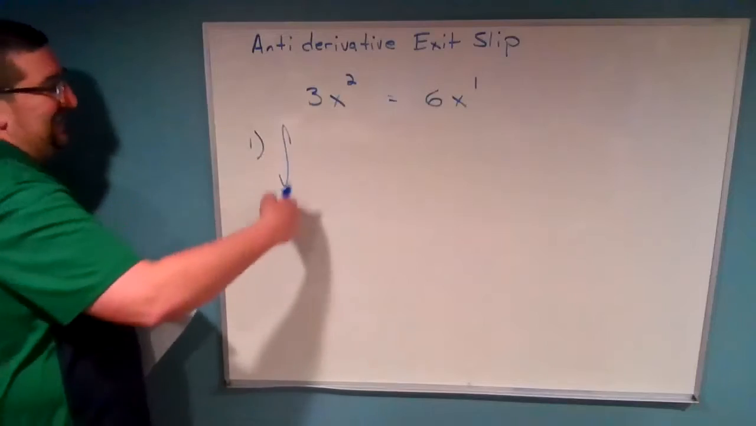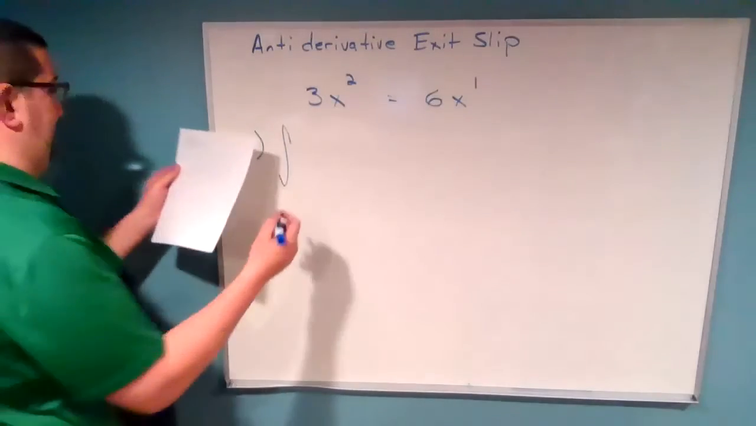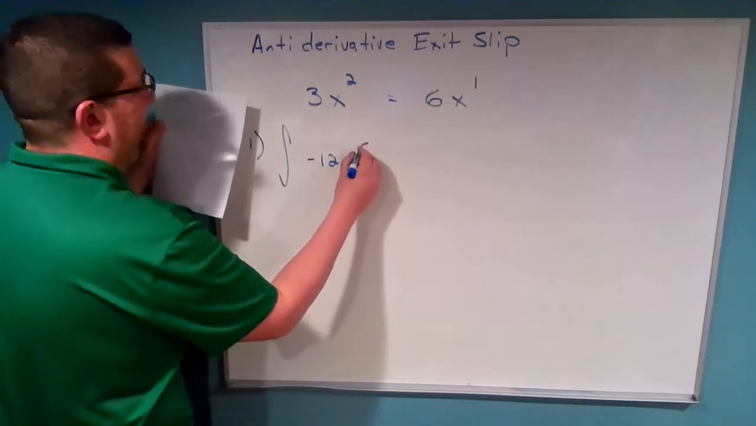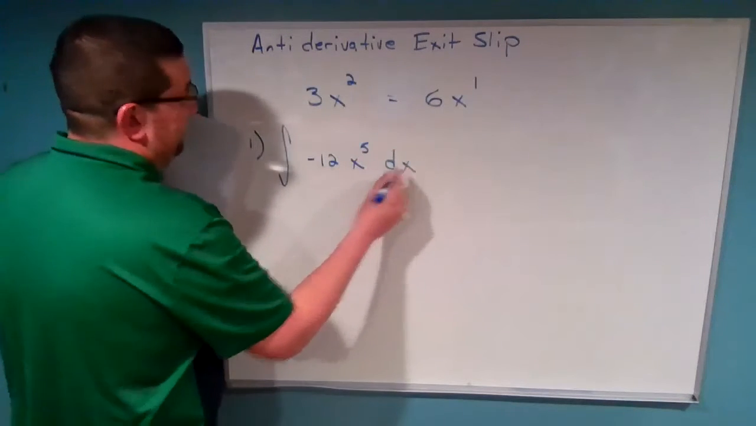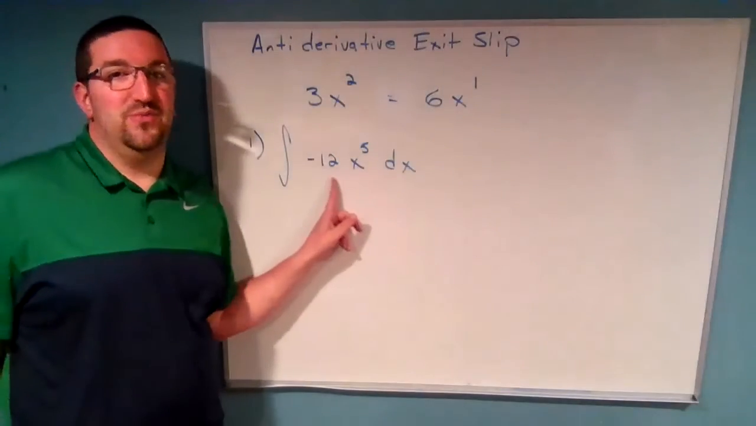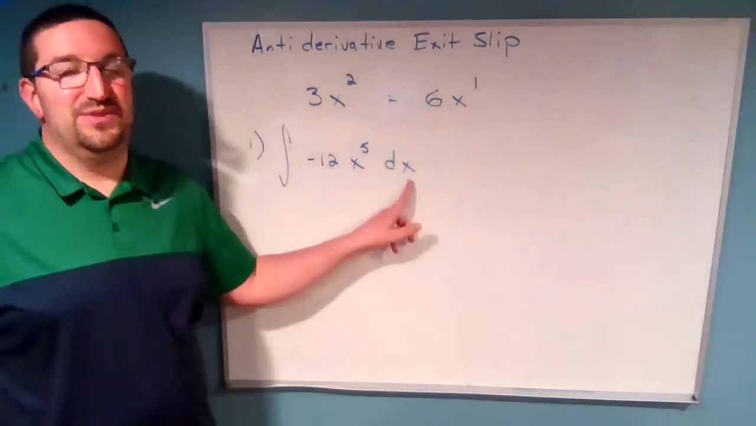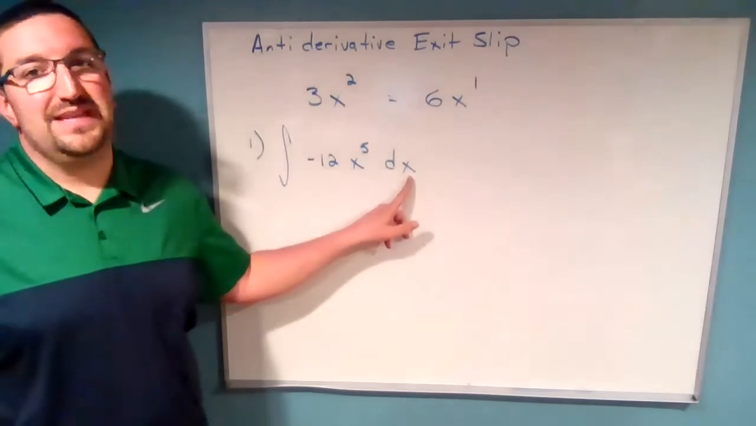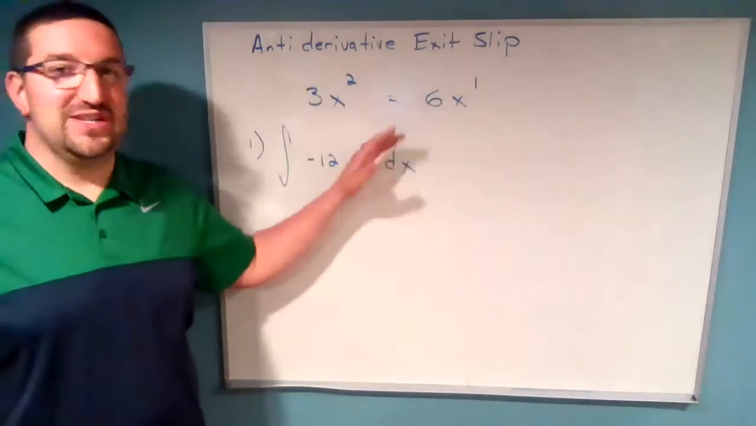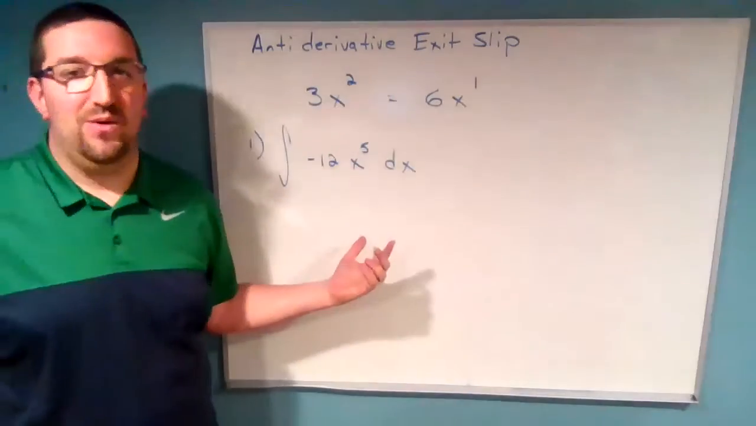All right, so we have the integration or antiderivative of negative 12x to the 5th dx. You're probably wondering what this funky little dx is. This means that the derivative was taken in respect to x. You're going to see this in all of the problems. Just kind of ignore it for now, all right?